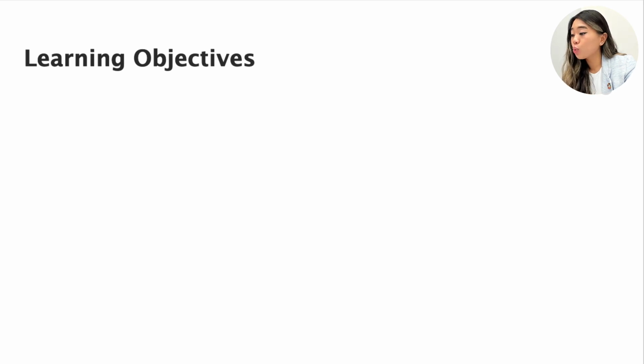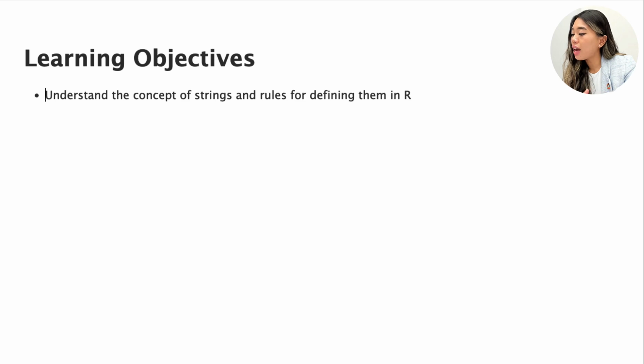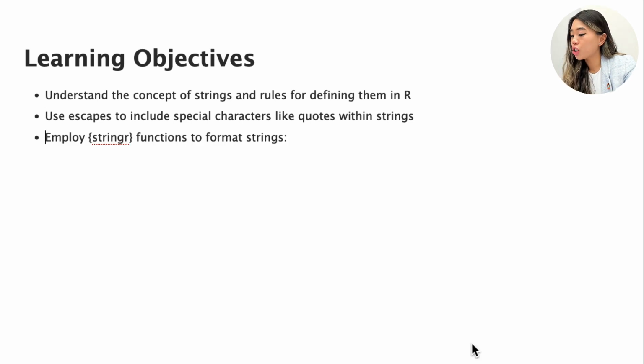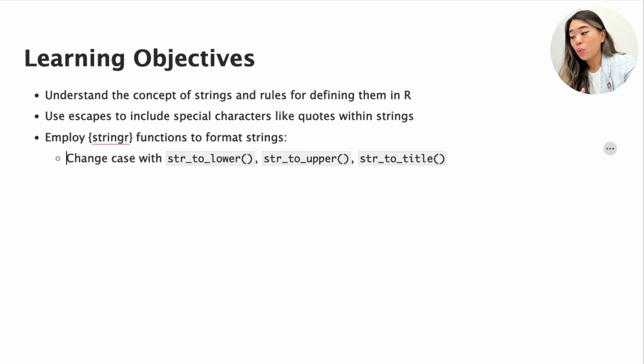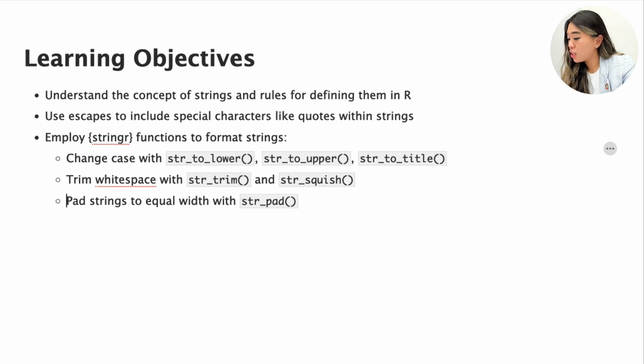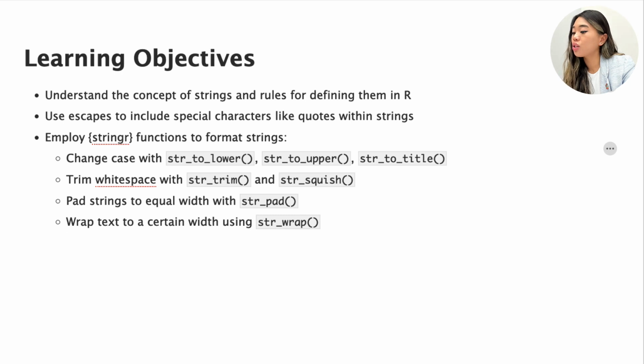Let's now take a moment to review the learning objectives that we introduced earlier on. At this point in time, you should understand the concept of strings and rules for defining them in R. You should also know how to use escapes to include special characters like quotes within strings, and know how to employ stringr functions to format strings. This includes knowing how to standardize cases with the string to lower, to upper, and to title functions, trimming white spaces with the string trim and squish functions, knowing how to pad strings to equal width with string pad, and knowing how to wrap text to a certain width using string wrap.